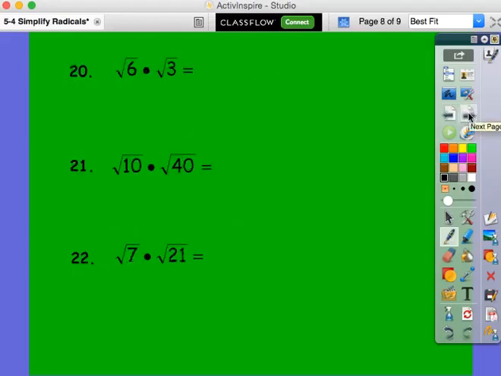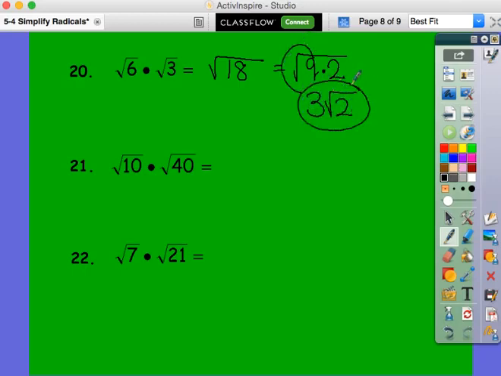Okay, next, we don't have that same thing happening here in 20. So we're going to multiply those together. So 6 times 3 is 18. Do we know the square root of 18? Is it a perfect square? No, it's not. So we need to break it down. It can break down into 9 times 2. Very good. The 9 comes out as a 3 square root of 2.